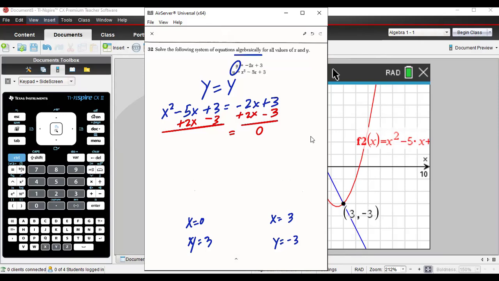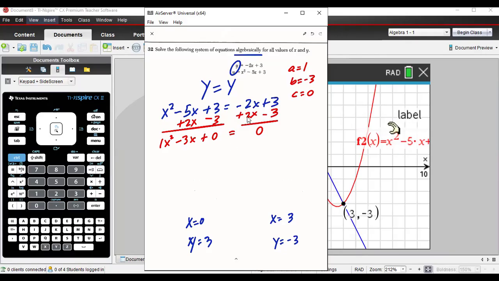And down here is going to be x squared, 1x squared. A -5 plus 2 is going to be a -3x. And then plus 3 minus 3 is just going to be 0. Now, a lot of students think that you always have to have a positive or negative number, but in this case it's 0, which is fine. So that means that A is 1, B is -3, and C is 0.